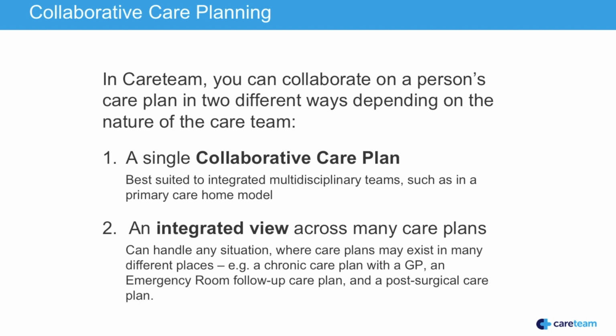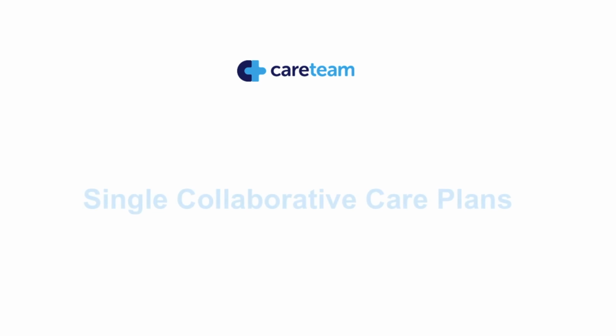Careteam supports collaboration around a person's care plan in 2 related ways. First is a collaborative or complex care plan, which allows multidisciplinary teams to support the patient in managing multiple chronic conditions. The second is an integrated view, which brings together care plans from any aspect of the healthcare system into a single integrated and dynamic view.